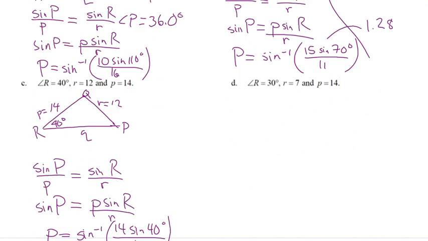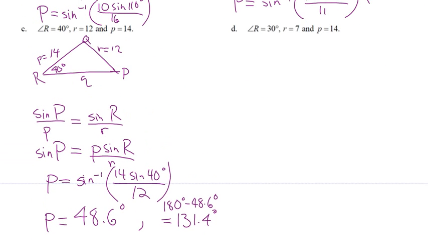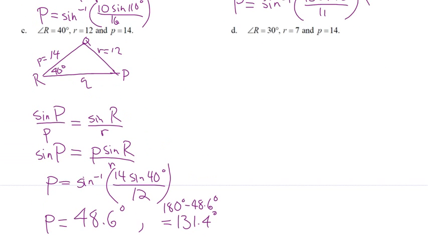So in C, two things are going on here, right? This is a longer side than this. So we know that the angle has to be bigger than 40 degrees. 48.6 fits that. But 131.4 also fits that. So what we're looking at here is two possible triangles, right? Here, let's draw them out.